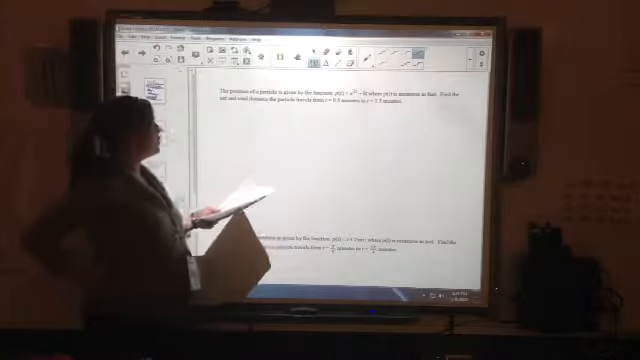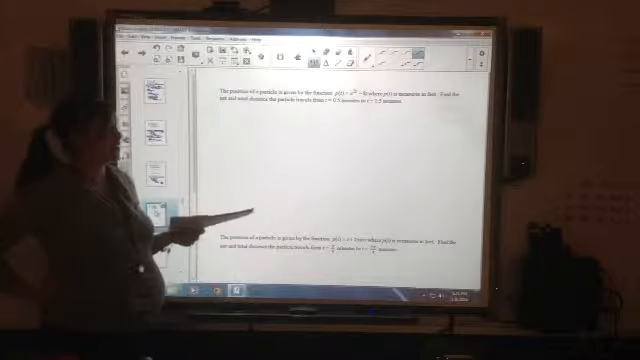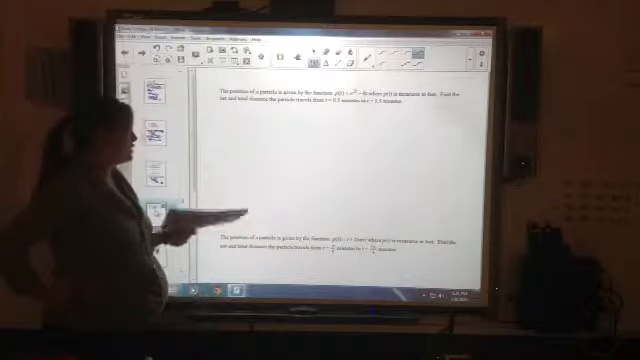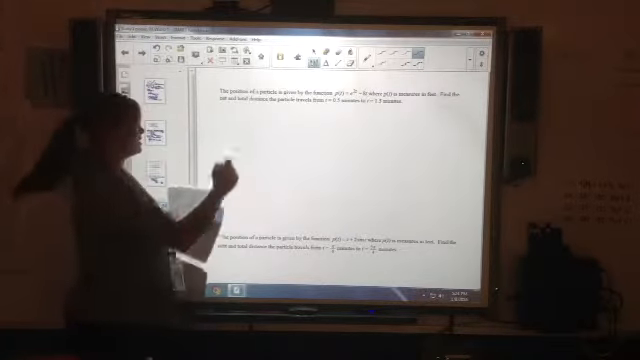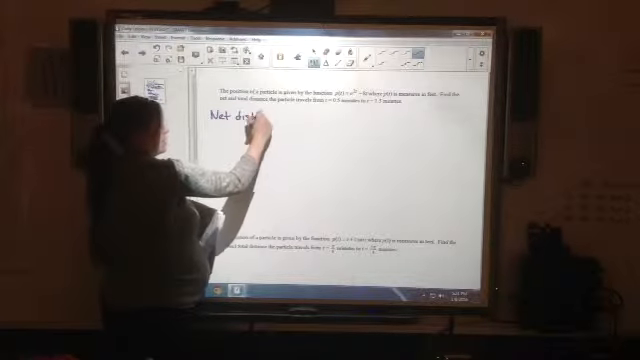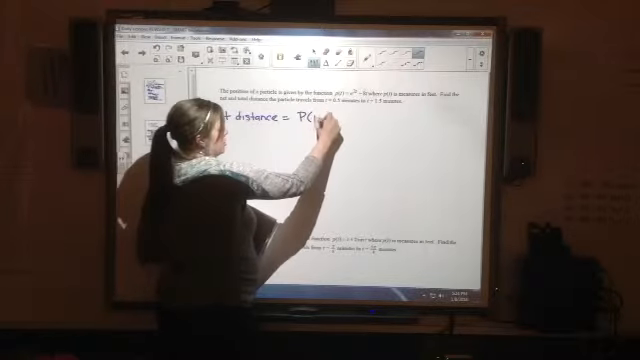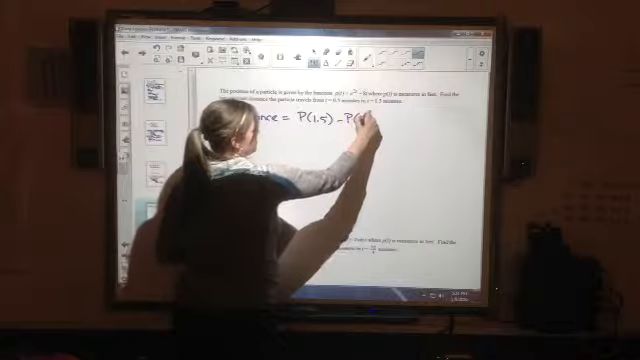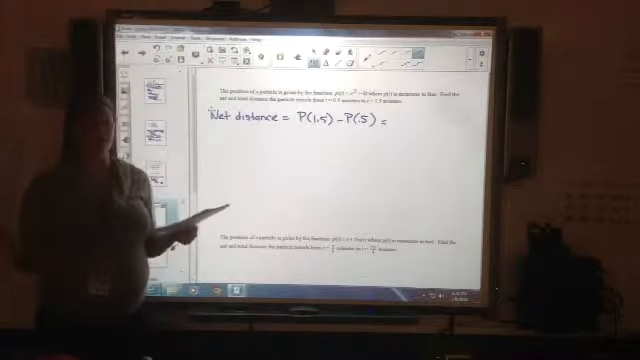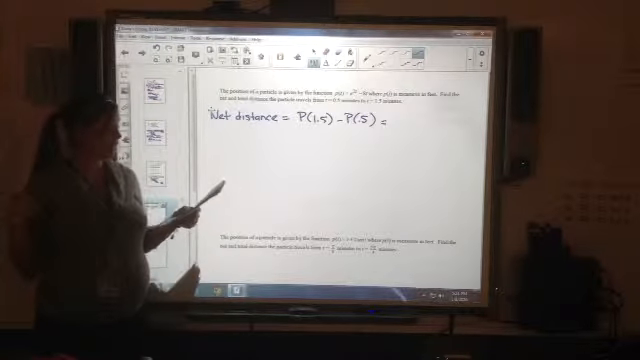Okay, so the position of a particle is given by this function, where p of t is measured in feet. Find the net and total distance. So, net distance is the easy one. All I do is I take the final position minus the initial position. That's it. Nothing crazy. I'm not trying to trick you in any way. It's just p of 1.5 minus p of 0.5.